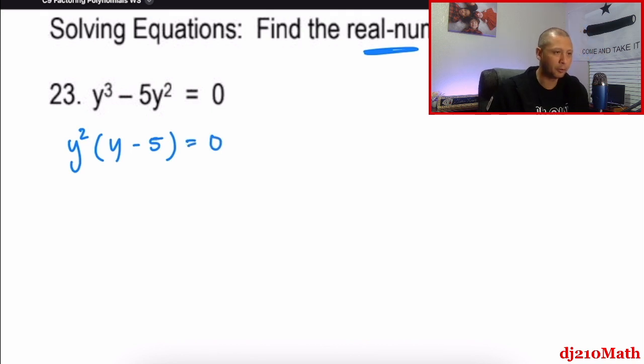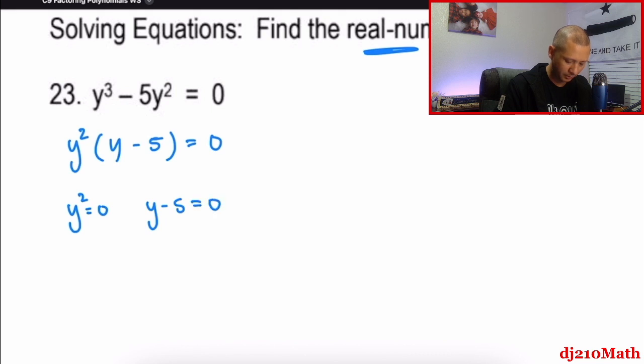So two things being multiplied that equal 0. So y squared is equal to 0, y minus 5 is equal to 0. So we're going to get, right, square root of 0 is 0. So y is equal to 0. We're adding 5. Y is equal to 5.